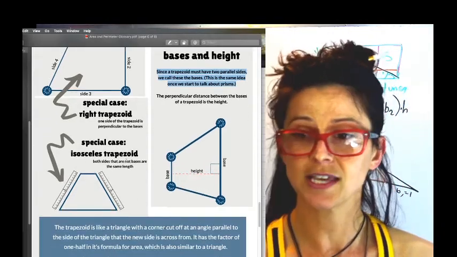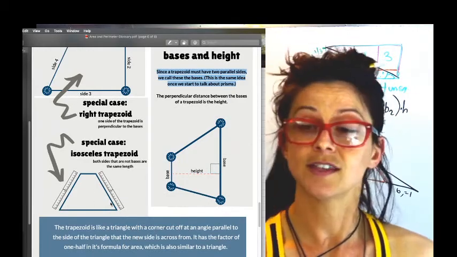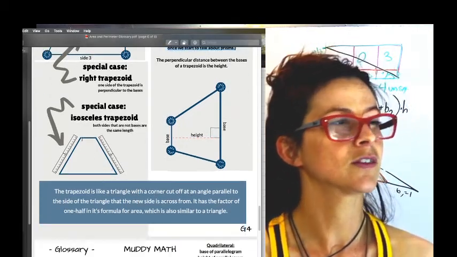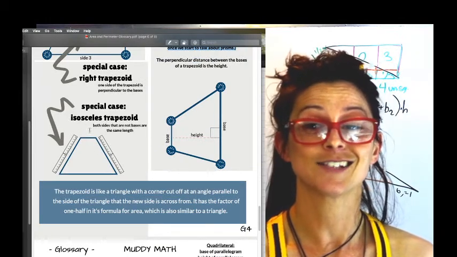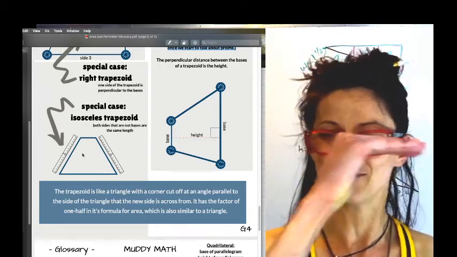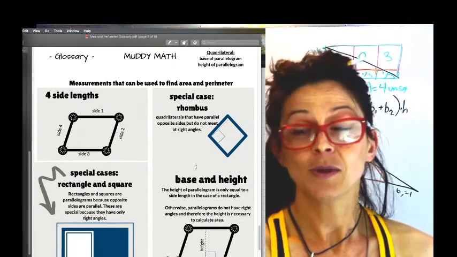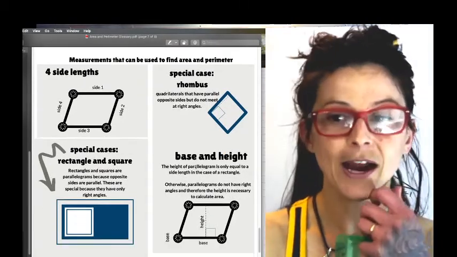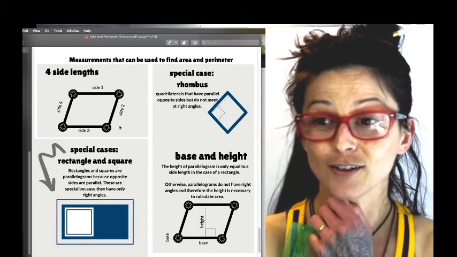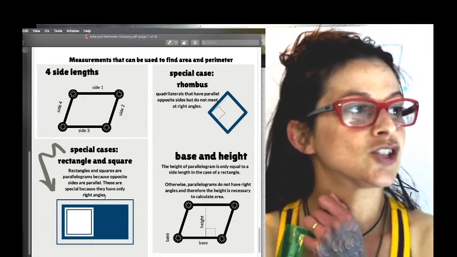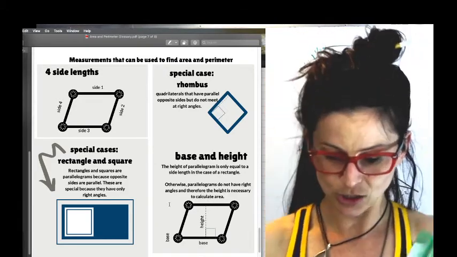There's another special case, the isosceles trapezoid, where the sides that are not the bases are the same length. If you look, you could continue that up to make an isosceles triangle. So it's kind of like a triangle with its top cut off. Continuing on, parallelograms. Think, if you cut this parallelogram in half, what do you have? You have 2 triangles, right? So this is just a rectangle that can be skewed a little bit.